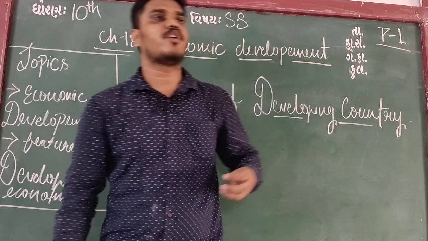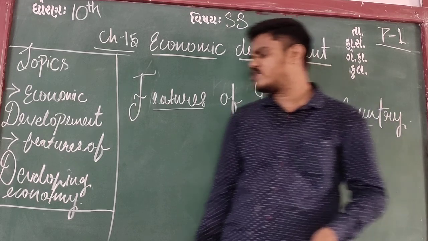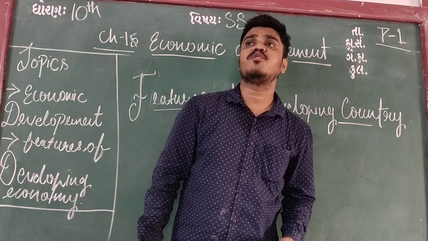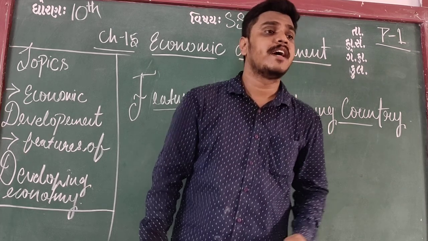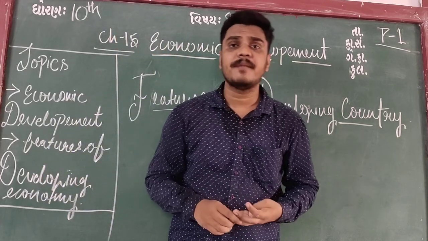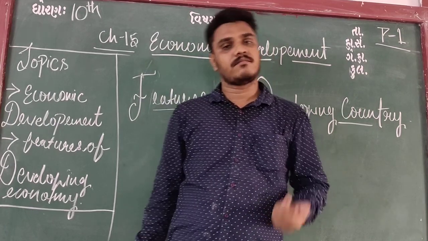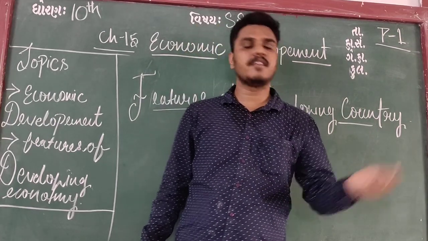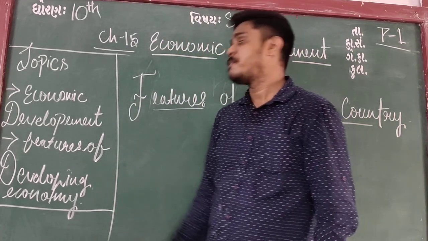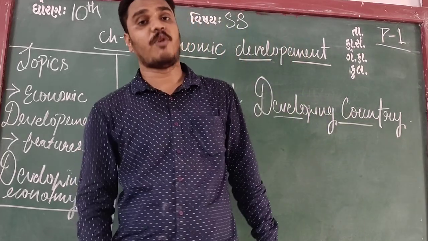Now, poverty. Poverty means what? The actual definition of poverty can be written as: a person who is not able to fulfill his requirements like shelter, clothes, and one square meal for him and for his family. Then it is called poor, or this condition is called poverty. This is a serious problem, because of which our country is a developing country. We have lots of poverty.